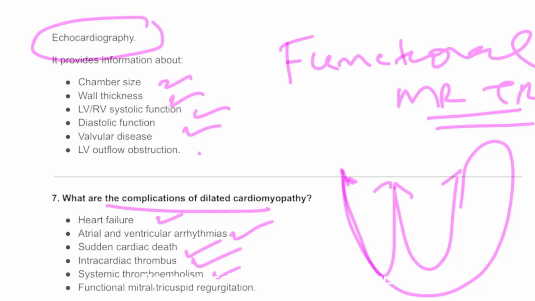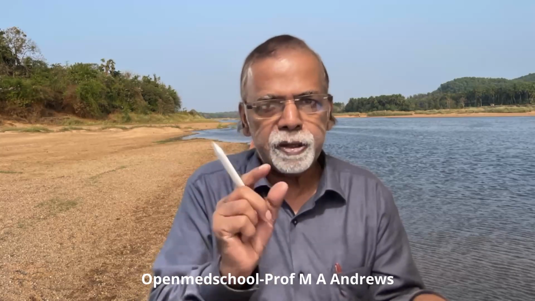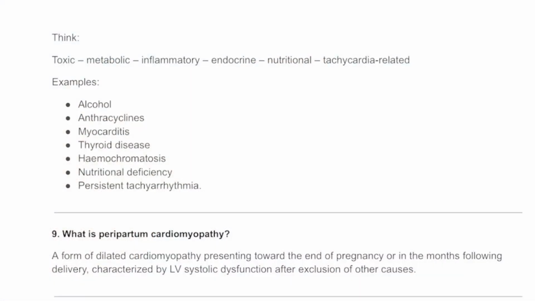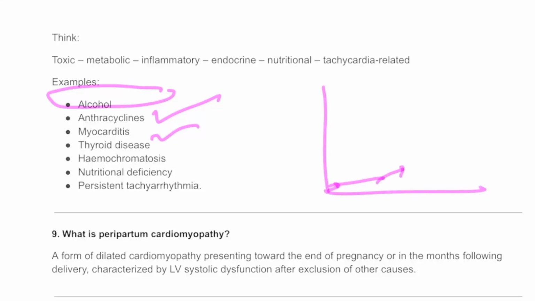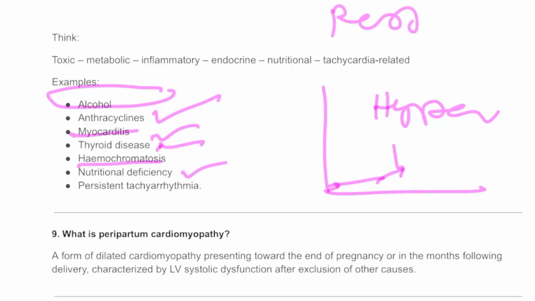What are the most important causes for secondary cardiomyopathy? We have already mentioned that cardiomyopathy, especially dilated cardiomyopathy, can be primary, genetic, or idiopathic, plus due to other causes. So let us look at the common secondary causes. Remember alcohol, one of the very important ones. Anthracyclines. Myocarditis, with a very short time span; always think about myocarditis. Thyroid disease, so hyperthyroidism is important. Nutritional deficiency can produce it. Hemochromatosis usually presents with a restrictive cardiomyopathy, and tachyarrhythmias also.